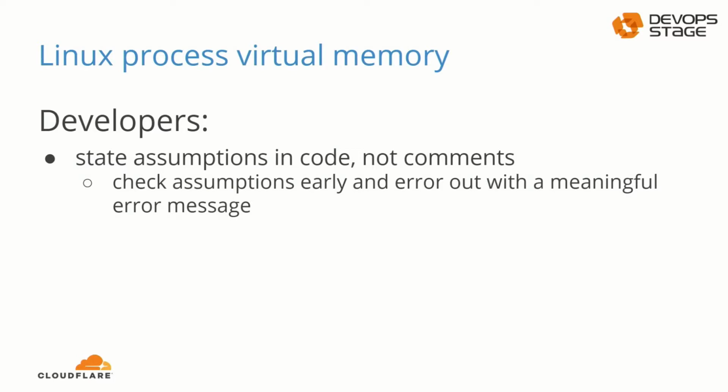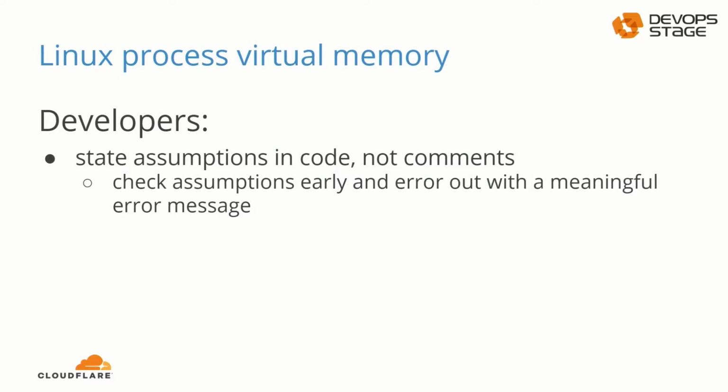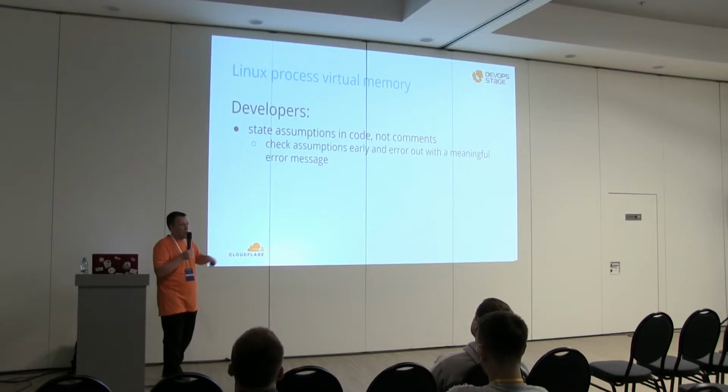So for developers, this was very, very hard to find. State your assumptions in code and not in comments. And probably you can check your assumptions early and error out with a meaningful error message. So if you want to rely on the assumption that you have 47 bits of addressable space, when your process starts, check it immediately, and if your assumption doesn't hold, error out saying, sorry, I can't run on this platform because I assume you should have 47 bits of addressable space and not more.